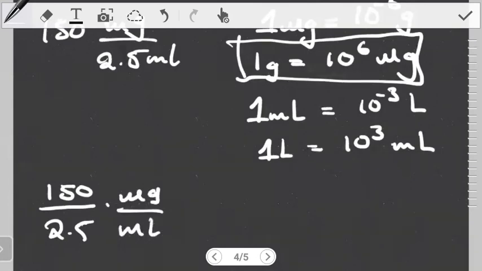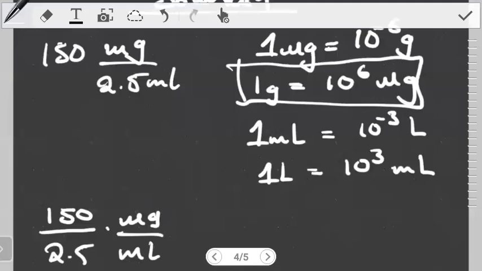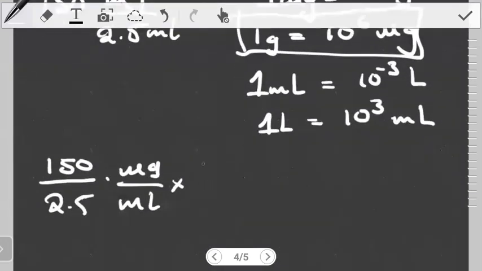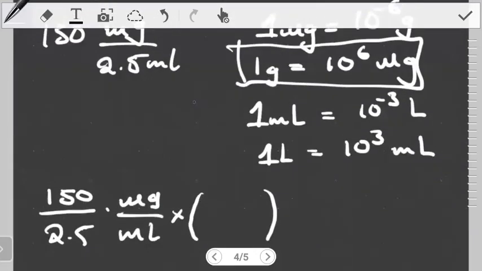So when I look at this, I have two conversions. I need to convert the micrograms to grams, and I need to convert the milliliters to liters. So I'm going to have two converters. The converters really help, they do the conversion for me, so I like calling them converters. The first converter is going to convert from micrograms to grams. So I'm going to use the relationship that shows the link between a gram and a microgram.